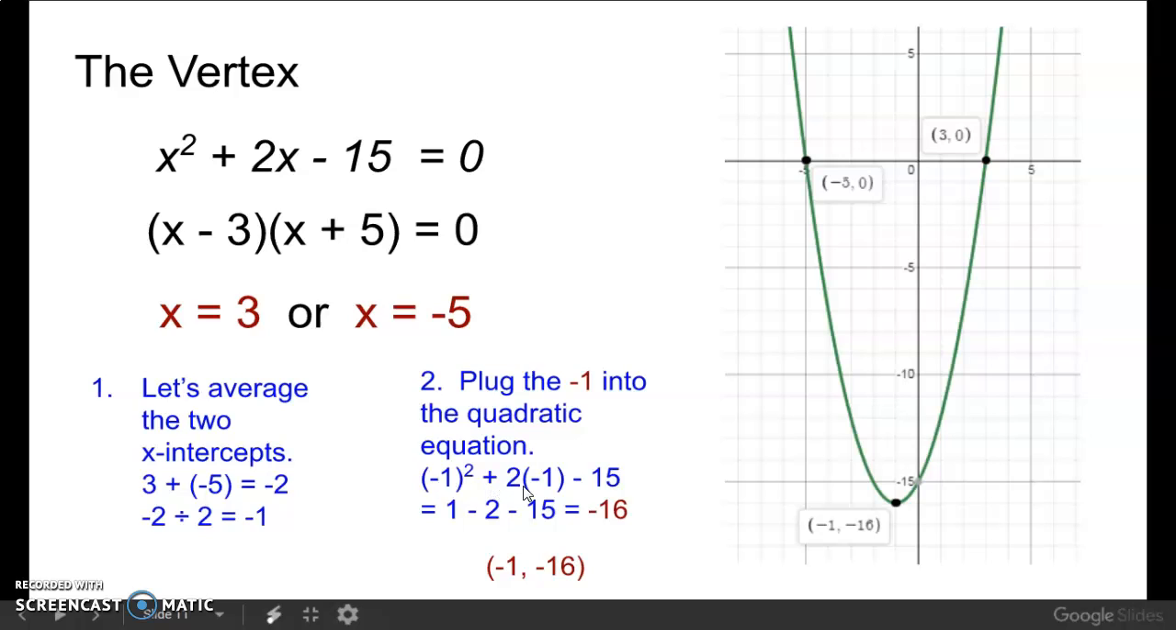So negative 1 squared plus 2 times negative 1 minus 15. So that gives me 1 plus a negative 2 minus 15. So this would be negative 17 plus 1, negative 16. Sure enough, there it is. Right, so if you average the two x-intercepts, that gets you halfway between. Plug it into your original equation, and you'll figure out what y equals when x is that number.